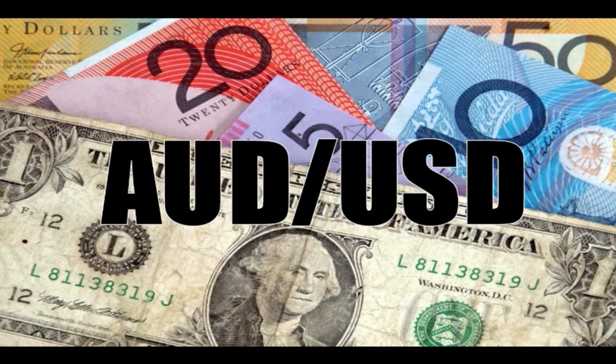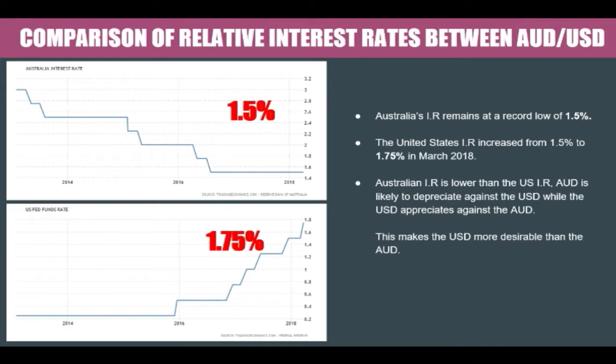So now we'll analyze the Australian dollar against the US dollar. According to Trading Economics, the Reserve Bank of Australia has kept its interest rate at a record low of 1.5% for the 19th month in a row, suggesting that the current interest rate is stable and unlikely to change. However, Trading Economics indicates the United States interest rate has increased from 1.5% to 1.75% during March 2018, with officials predicting a sharp increase in the interest rate during 2019 and 2020 as the US's economic position improves.